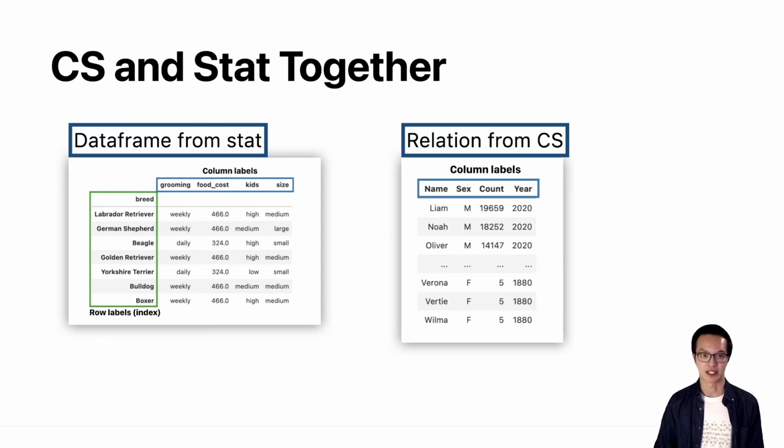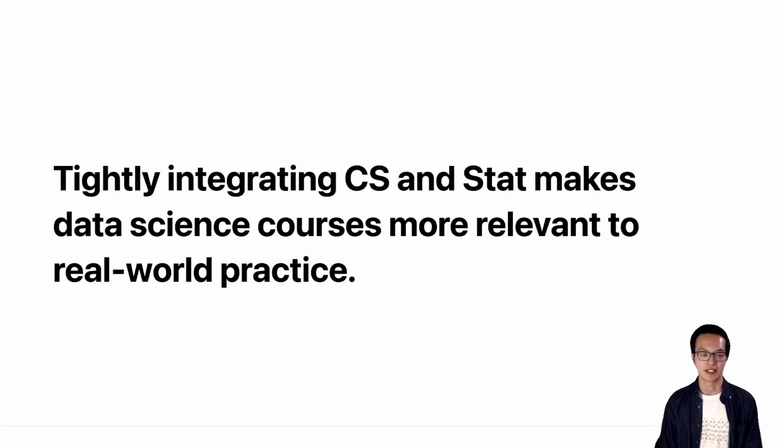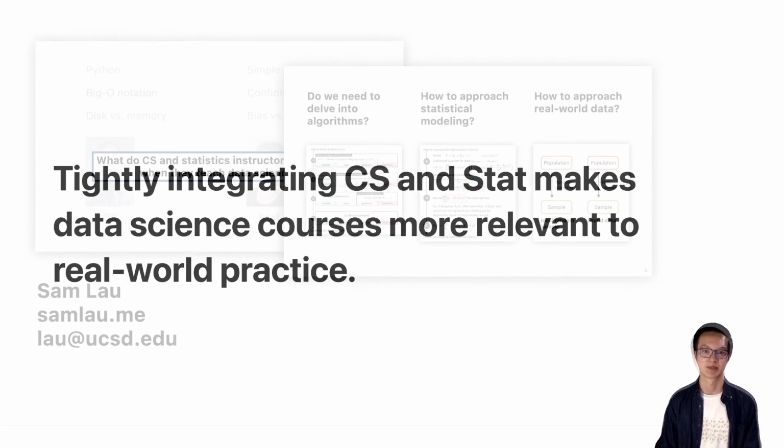In real practice, when we do data analyses, we include both perspectives all the time. For example, writing code to remove missing values from a data frame actually has effects on our statistical analysis down the road. CS and Stat come up together all the time in data science, which leads us to conclude from our case studies that tightly integrating CS and Stats together makes data science courses more relevant to real-world practice.